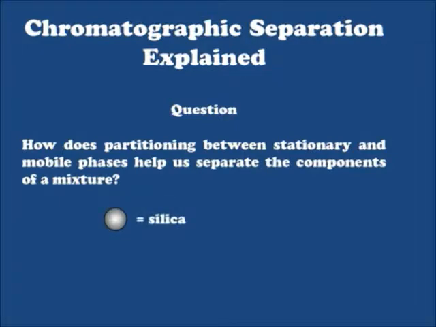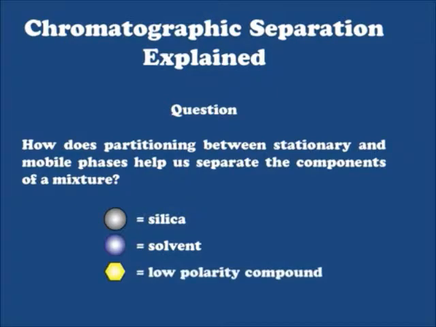First, we're going to go through our cast of characters as we normally do. We'll be using gray spheres to represent the silica surface of a normal phase TLC plate. Now, this could just as easily be alumina or some other relatively high polarity material, but silica and alumina are the two that you'll see the most of. Next, we'll be using blue spheres to represent the solvent molecules as they move through the system. These would be the mobile phase. We'll be using a yellow polygon to represent low polarity compounds, and a purple polygon to represent a higher polarity compound within the mixture, so we can see how the polarity of different compounds will affect their behavior in a normal phase chromatographic system.